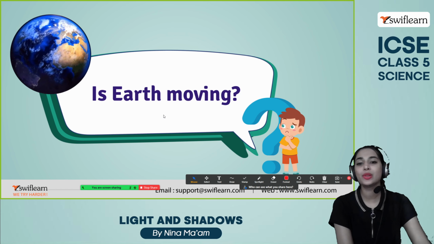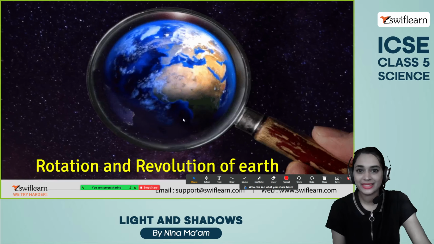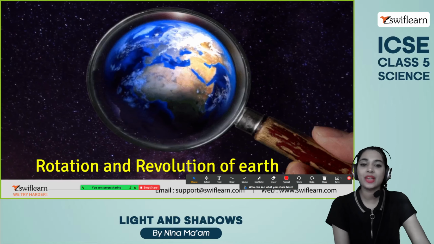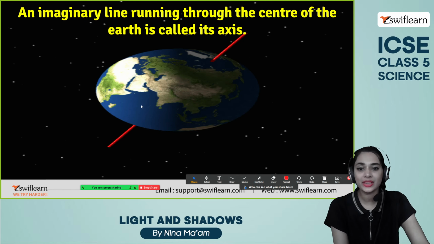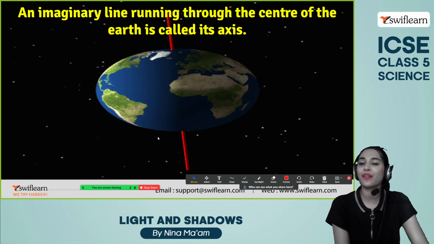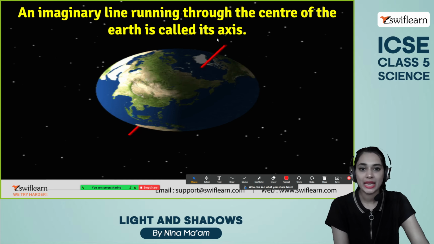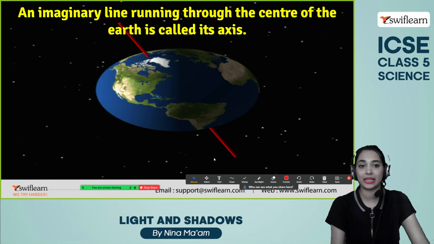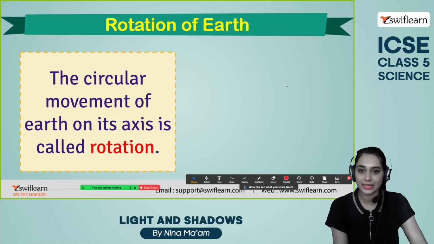Now let's have a look at the earth. So what do you think? Is earth moving? Yes, it is. So now let's learn about the rotation and revolution of the earth. An imaginary line running through the center of the earth is the axis. You can see a red line running through the center of the earth. So it's known as the axis.